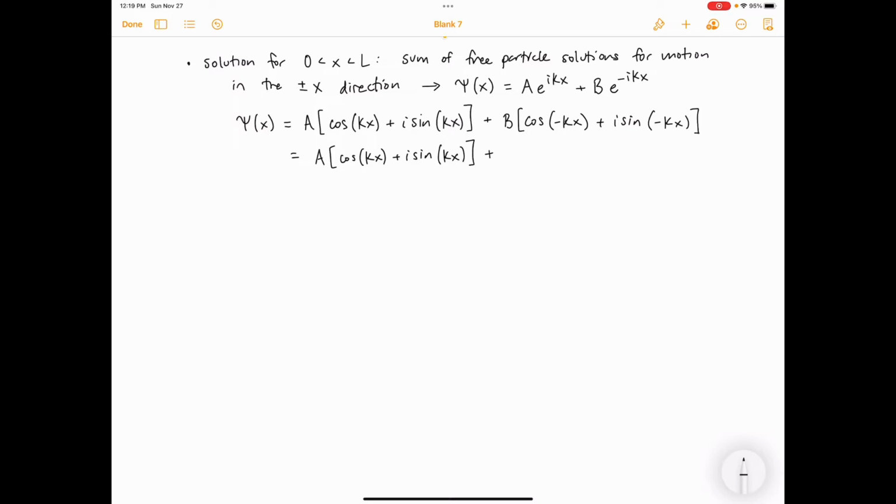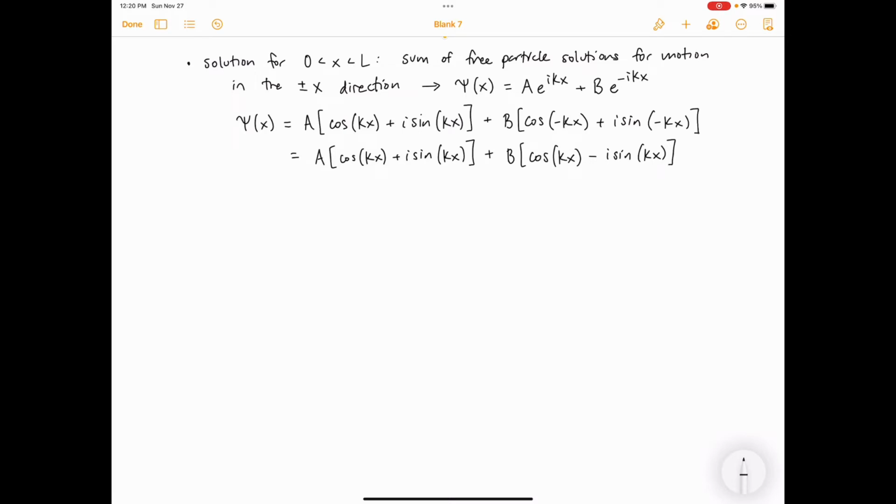So we have b times, and then in the brackets, cosine of negative kx. The cosine of the negative of some angle is the same as just the cosine of that angle. So in other words, cosine of minus kx is the same as cosine of kx. That's just a property of the cosine function that you should know about. With the sine function, it works in the opposite way. So the sine of minus kx is equal to minus sine of kx. So I can write this last term as minus i times sine of kx, just like this.